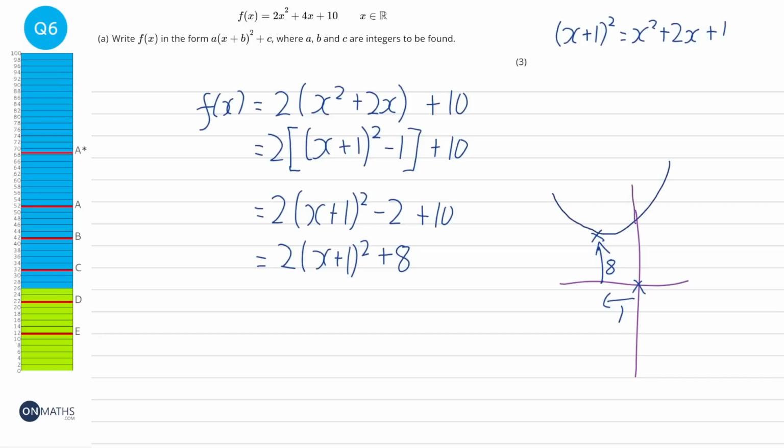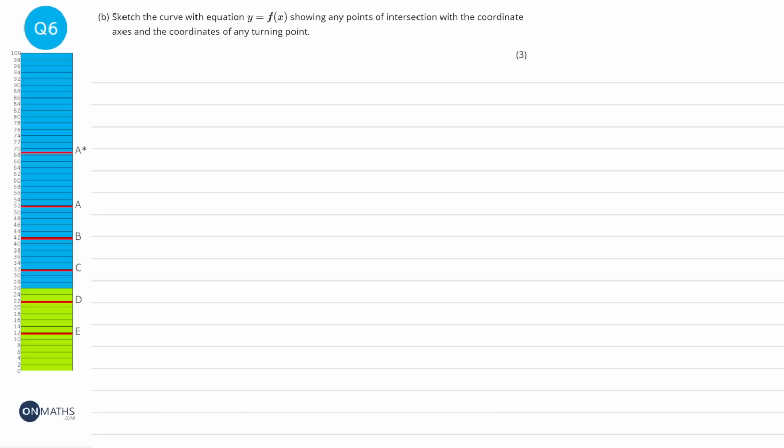The other point we need to find out is the y-intercept. And to do that, we're just going to put in 0 into the equation. So to find the y-intercept, we're going to do 2 brackets 0 plus 1 squared plus 8. So that's just going to be 2 plus 8, because it would be 1 squared, 1's 2 times 1, 2, and so that would be 10. So the y-intercept is 10.